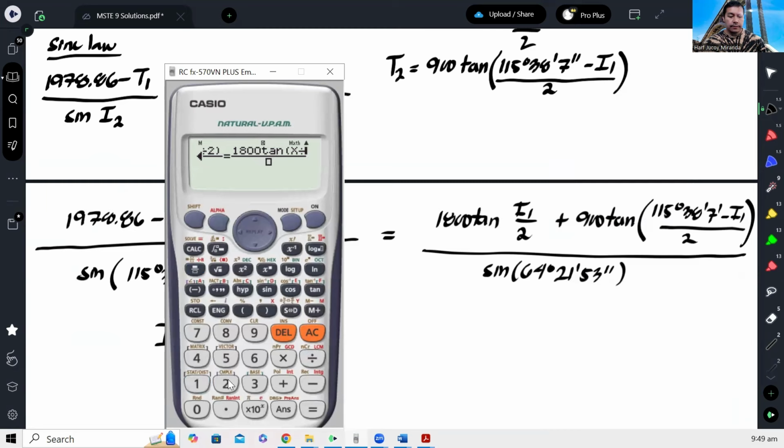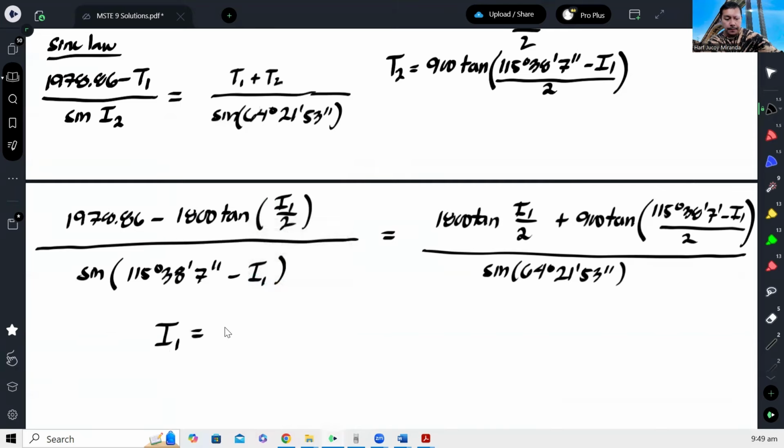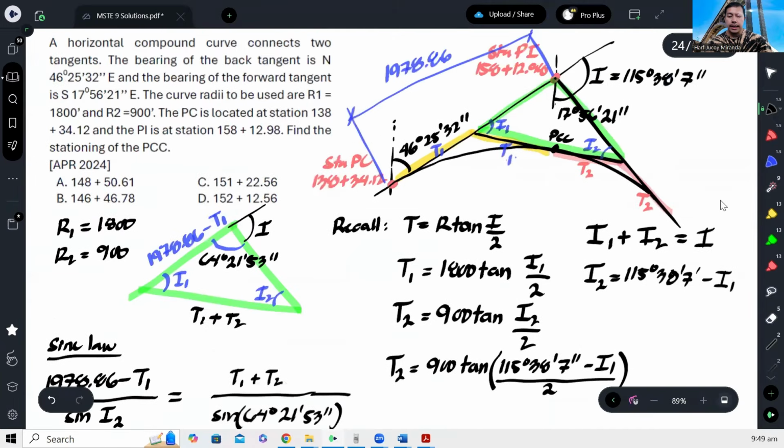tangent x over 2 plus 900 tangent. Nilagay ko yan sa B or sa A. Sa A ko nilagay na minus x over 2 over sine of 64. Ito hindi ko na nilagay. Pero anyway, type na lang natin. Shift solve. Yung B ay 198, tapos yung A is 88. So solving for x, yung I natin is 32.36 degrees. Ayan. Okay? And then now we can calculate for the length of this curve.